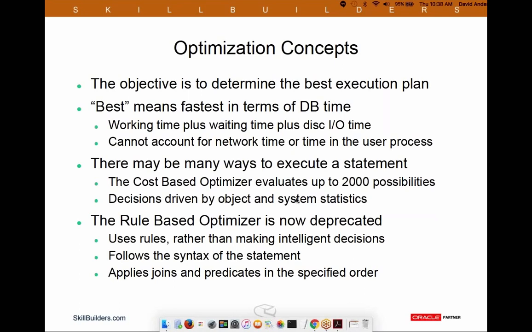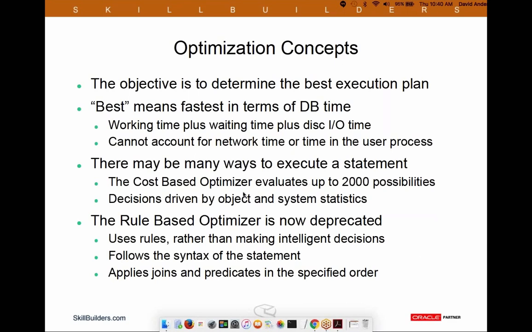There's also system statistics. Oracle collects statistics about your server. How long does it take to do an I/O? On my server, could be different from your server. I'm sure it will be. So system statistics, things like I/O speed and CPU speed, are very important. Size of memory is important too. All of these things come into optimization.